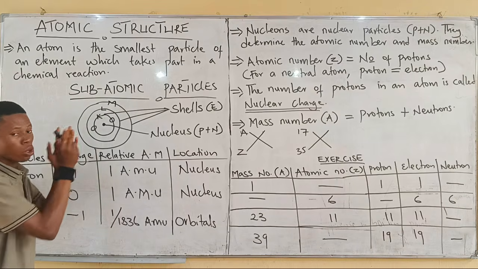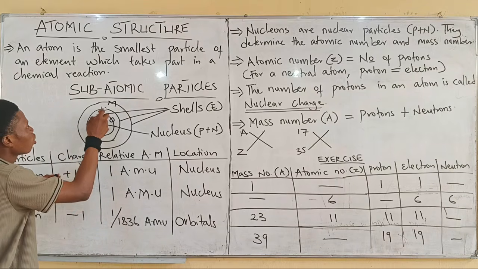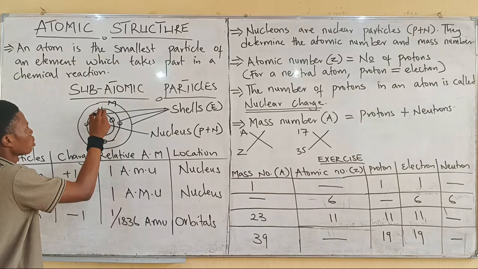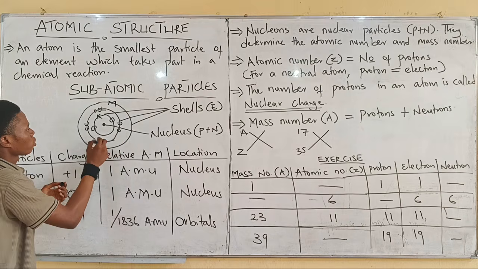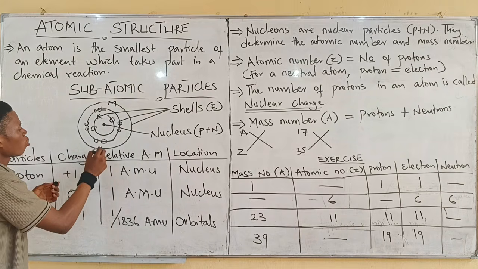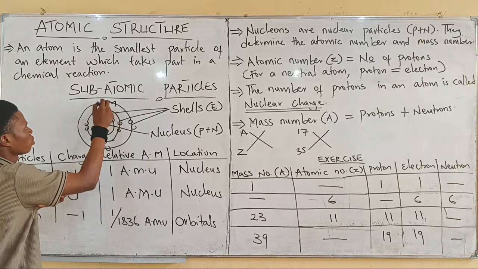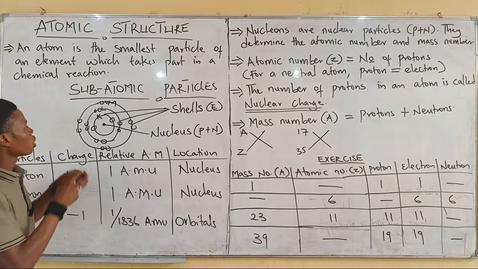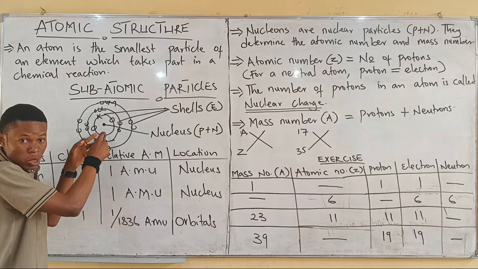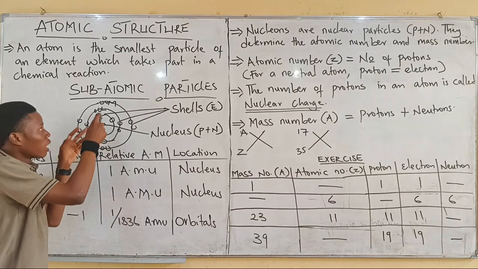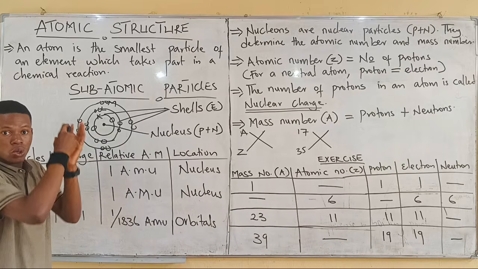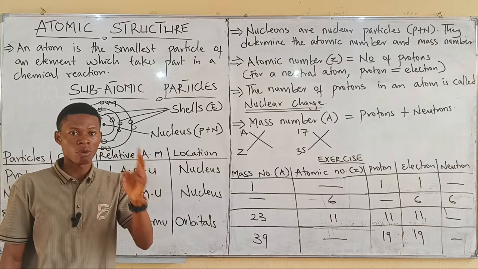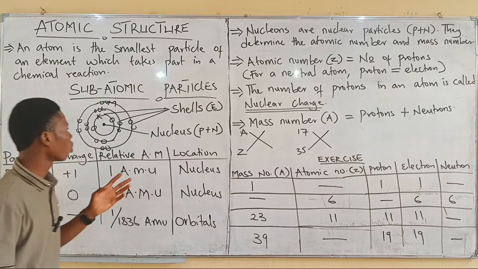The K shell can hold a maximum of 2 electrons. The L shell can hold a maximum of 8 electrons. The M shell can hold a maximum of 8 electrons as well, and so on for the other ones, 8, 8, 8. But the first shell can hold a maximum of how many electrons? 2. The next one can hold 8, the next one 8. But the first one, the K shell, holds a maximum of 2. Please take note of that very well.